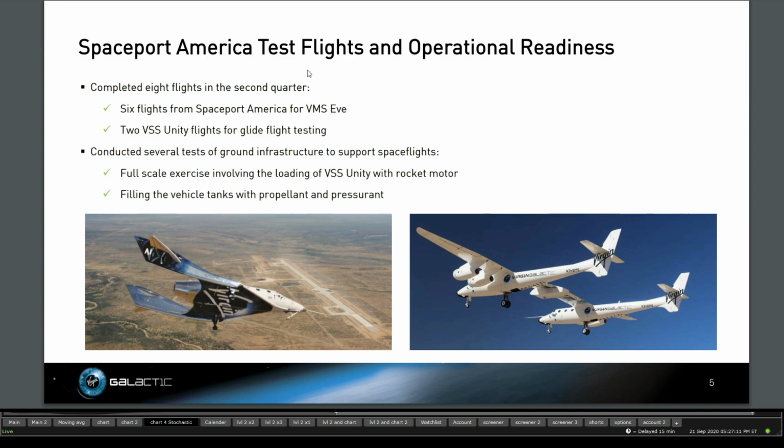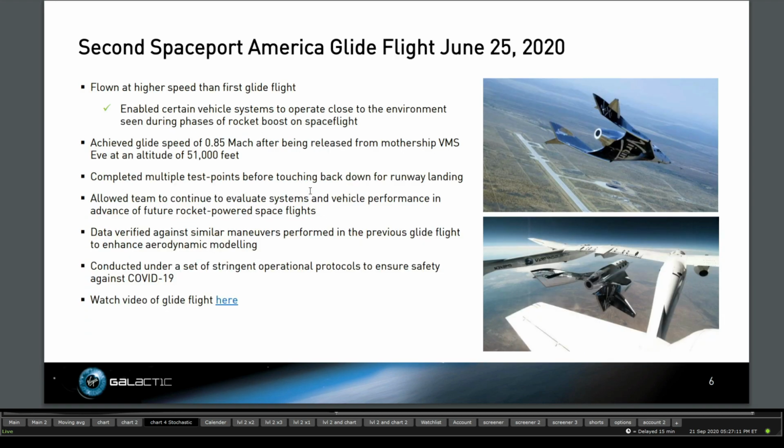Now, they did have 6 flights from Spaceport America with VMS Eve, 2 with VSS Unity for glide flight testing, and we have a full-scale exercise involving the loading of VSS Unity with rocket motors, fueling the vehicle tanks with propellants. Now, if we were to look into their second Spaceport America glide flight on June 25th, they enabled certain vehicle systems to operate in a closed environment seen during the phase of a rocket boost and spaceflight, and they achieved a glide speed of 0.85 Mach after being released from the mothership.